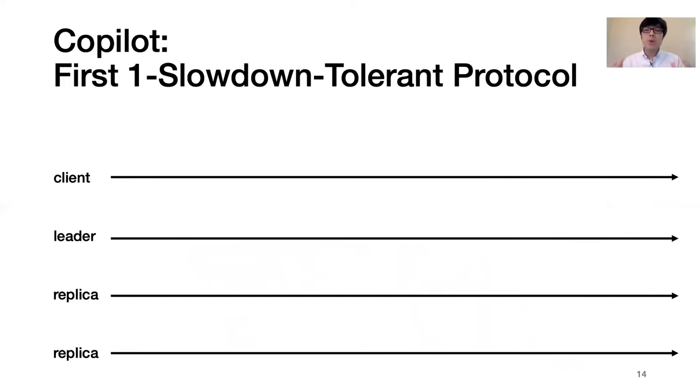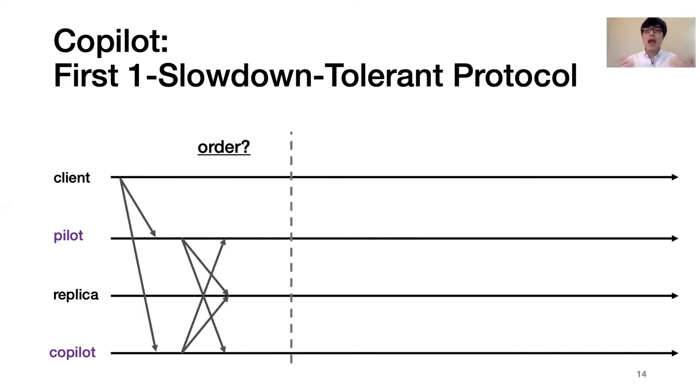Copilot is the first one-slowdown-tolerant protocol. It achieves this by making sure the processing path never gets stuck at a single replica. Instead of a single leader, we use two leaders, a pilot and a copilot, that proactively provide redundancy. And instead of sending a command to one leader, the client now sends it to both pilots. And both pilots start ordering the command.